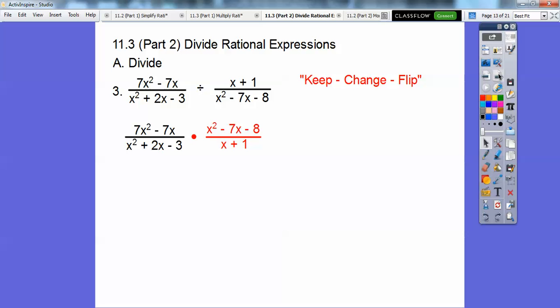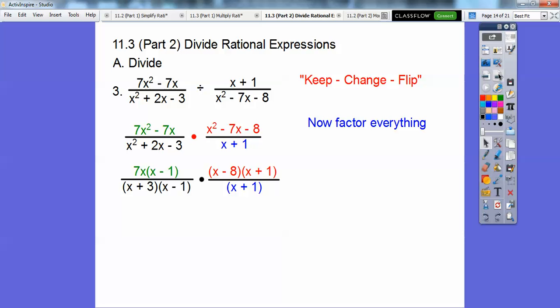Boom. All right. And now we're going to factor. Okay, there we go. Everything's all factored. So GCF a 7x out of this guy right here. Factors of negative 3 that add to positive 2 are positive 3 times negative 1. Factors of negative 8 that add to negative 7 are negative 8 and positive 1, and then that one's already factored, okay? And then just start canceling, you guys.